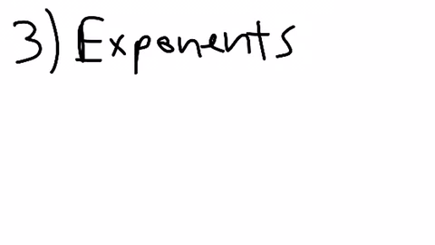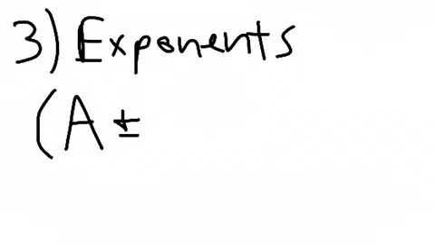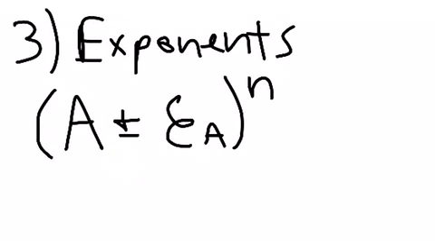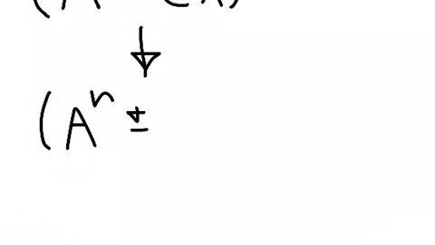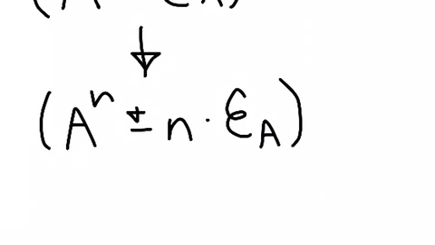So, again, after you convert it, after everything's all nice for you, let's say you have quantity A with uncertainty epsilon sub A, and you're raising that to the power of n. Well, this just becomes, let me just move this window down. Sorry about the limited space, by the way. Just going to move this down. We are going to get A to the power of n plus or minus n times epsilon sub A. And that's pretty much it.